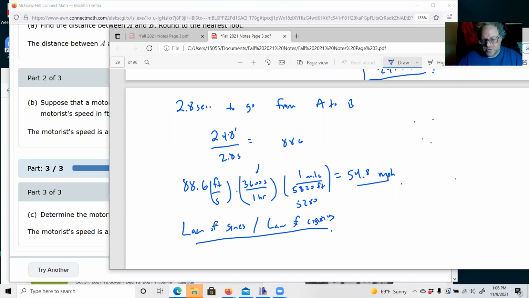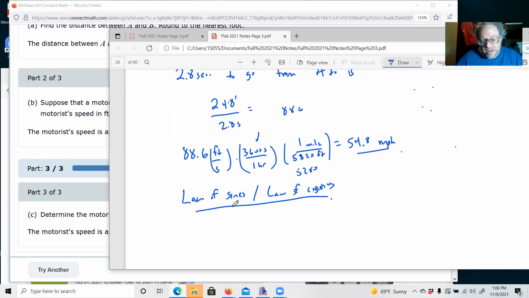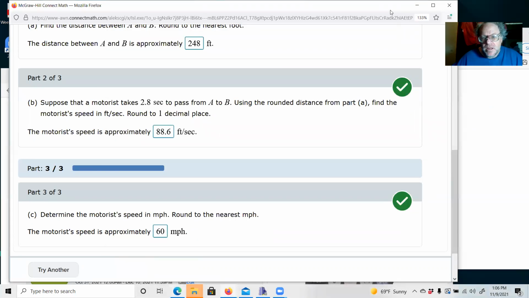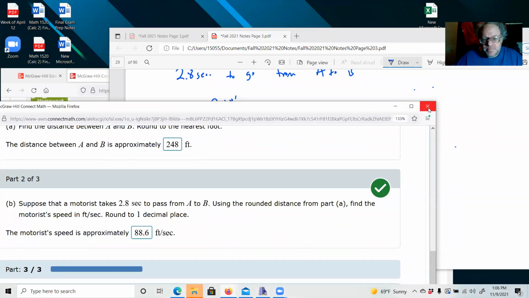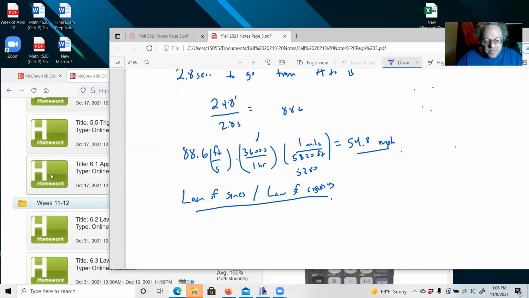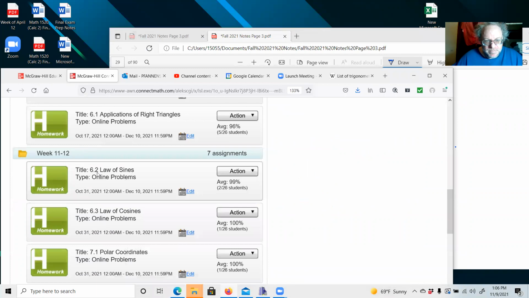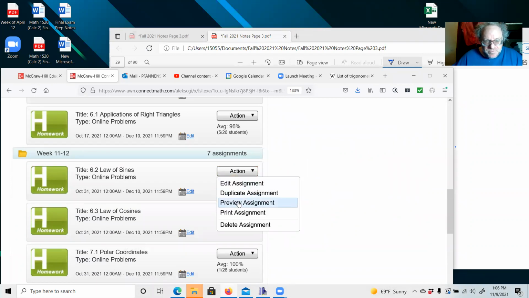We will do two of them. It'll be a word problem. Okay, I promise you it'll be a word problem. We'll do a video for that one eventually as well. Okay, so what we're going to do, we'll preview.